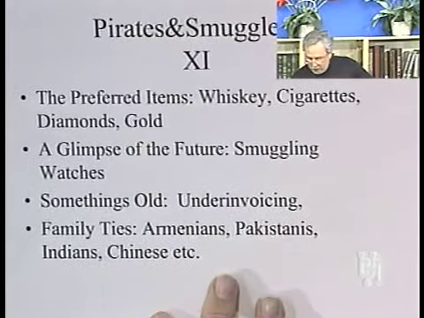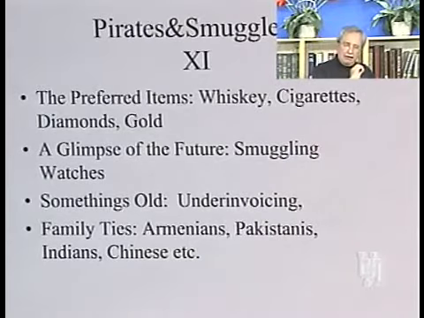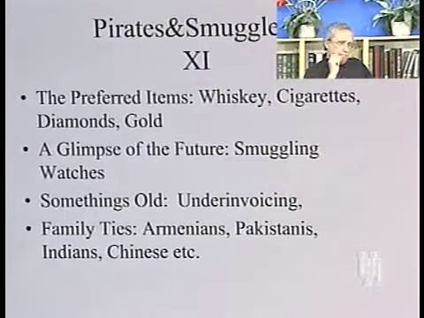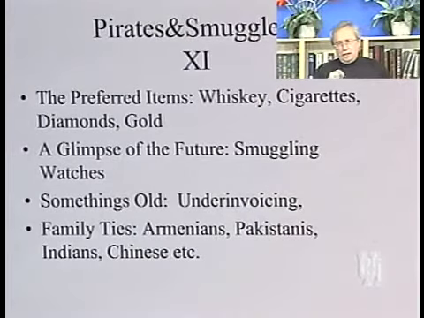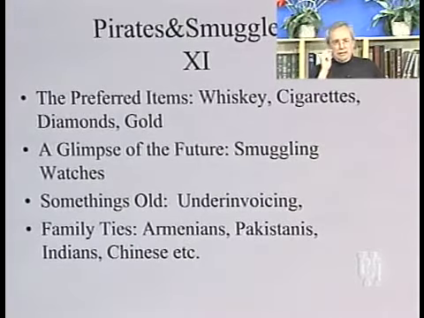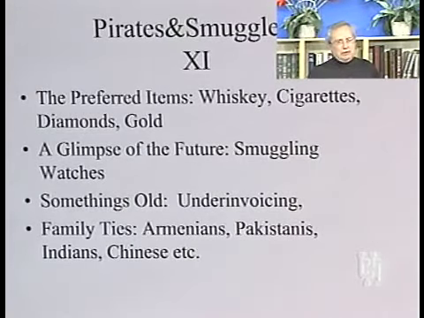On the other hand, and at the same time, I should say, there are also some traditional ties in terms of smuggling. By that, I mean that over the centuries, merchant communities have traditionally been tied together by family relationships.